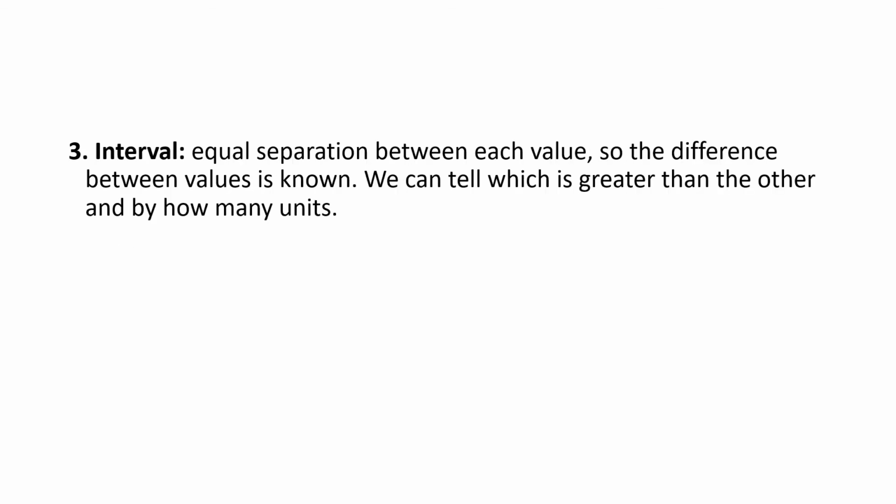Next one is interval. Interval is going to take our ordinal, but now it's going to add the component of equal separation between each value, between each category. So the distance between 1 and 2 is the exact same as the distance between 2 and 3, is the exact same as the distance between 100 and 101. We can tell which is greater, and we know by how many units because the distance between numbers is consistent.